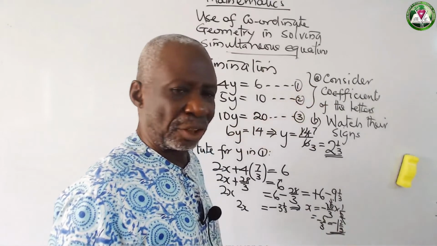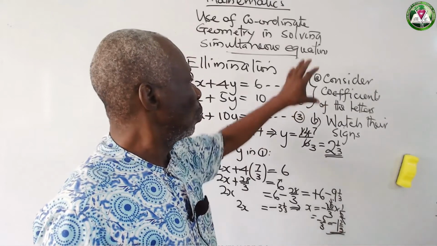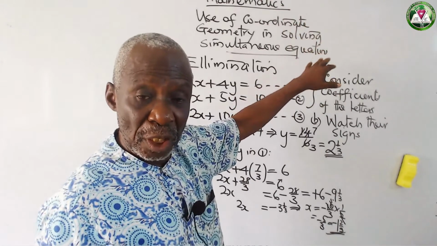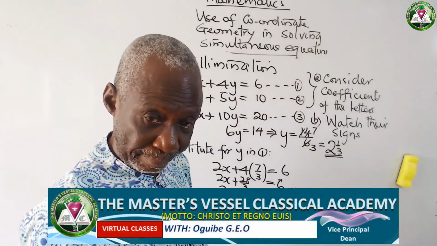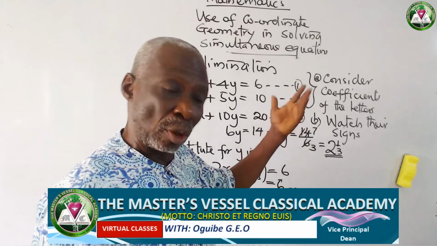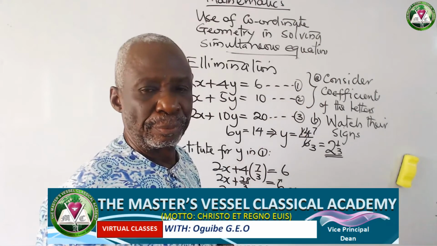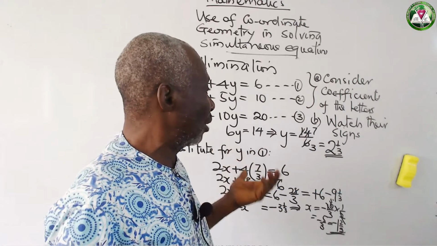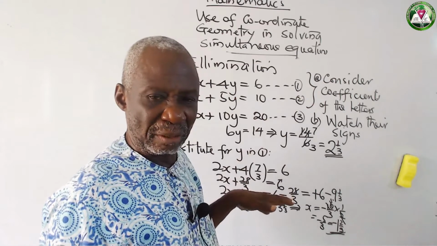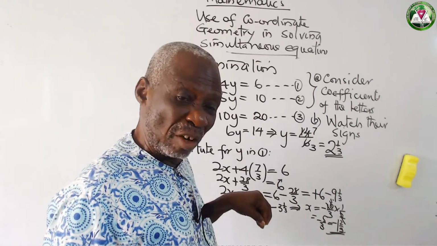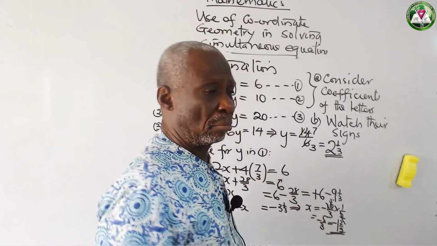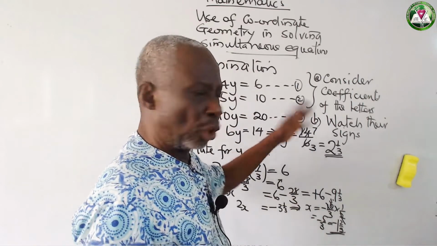Consider the coefficients of the letters. When the coefficients of the letters are positive, all of them, then you are going to eliminate by subtraction. And how are you going to eliminate by subtraction? You look at the smaller coefficient. The letter that has the smaller coefficient, let it go. That is the one that should go. Always look for the smaller one, so that the problem will continue solving itself.